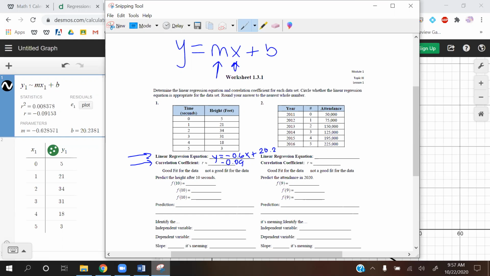Okay. What about the R squared? Ignore the R squared. Good question. Ignore it. All right. So we have our R value, ignoring the R squared. We just write the R value, and we're going to analyze the R value.